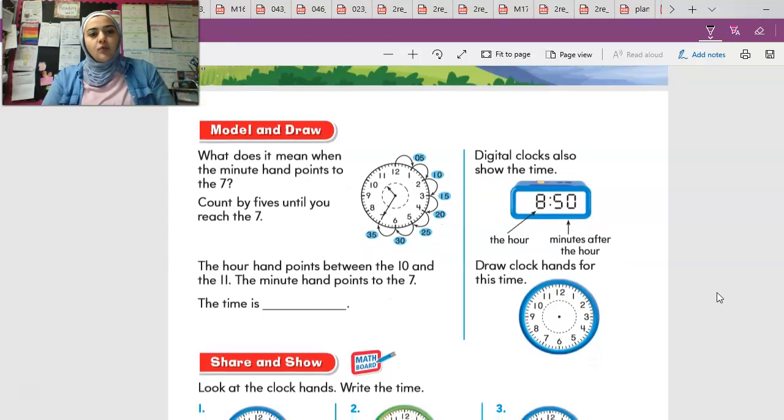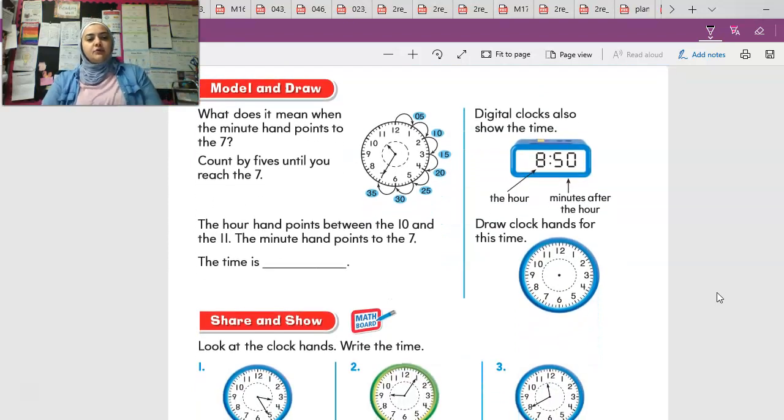10:35. I know the hour of 10 because the hour hand is right there between the 10 and the 11. And remember, I always told you to go the hour before. So it's 10, and the minute hand is on the 7, which means 35 minutes. So the time shows 10:35.